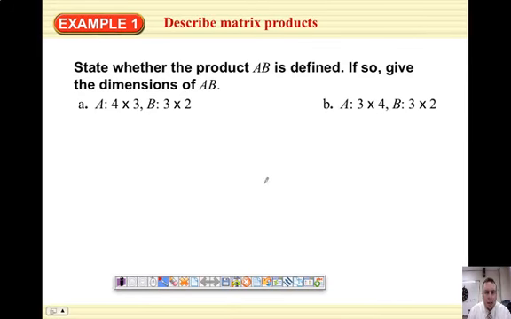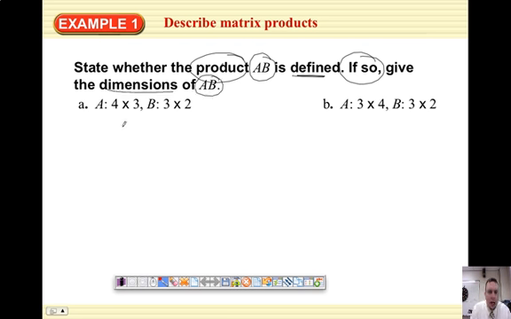This is an easy problem right here. It's just asking you, is the product, which means multiply, is A times B defined? Can you do it? That's what basically this question is saying. Can you do A times B? If so, give the dimensions of A times B.